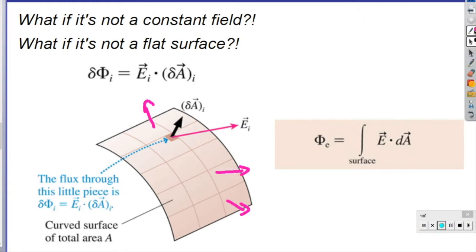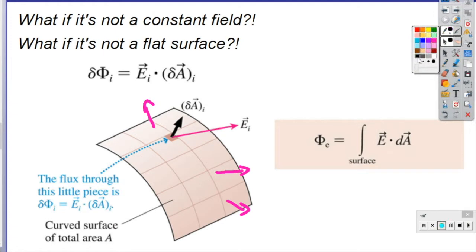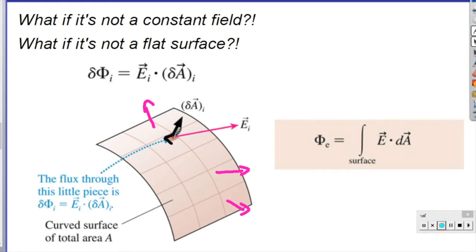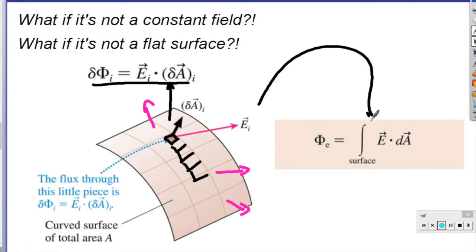Well, in general, what I'd have to do is go to some little spot and say, okay, what's the area of this little bit? What's the perpendicular component of the electric field there? And get a little bit of flux from that, take the dot product of those, and then I'd have to come to the next little bit and the next little bit and the next little bit, and kind of tile over my whole surface and figure out at each little point what that dot product is. And in general, this is going to give me something called a surface integral.